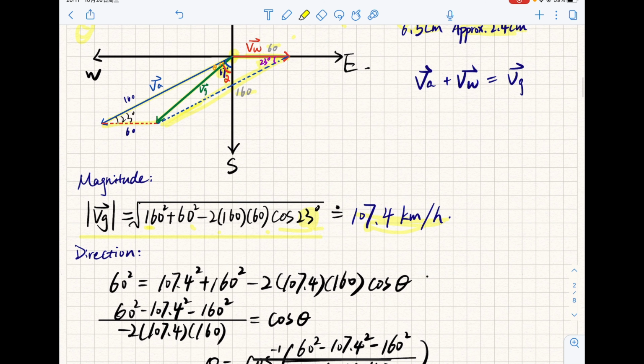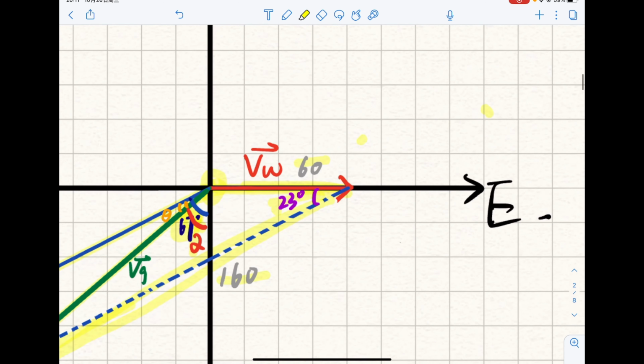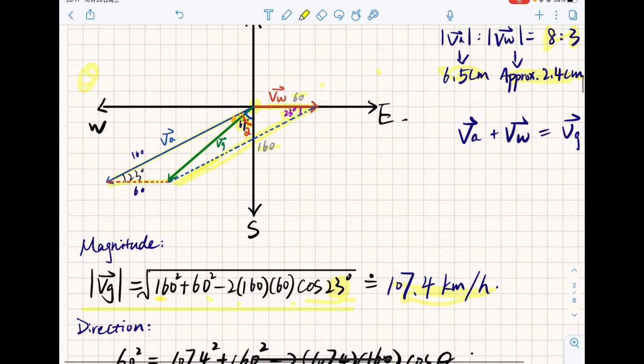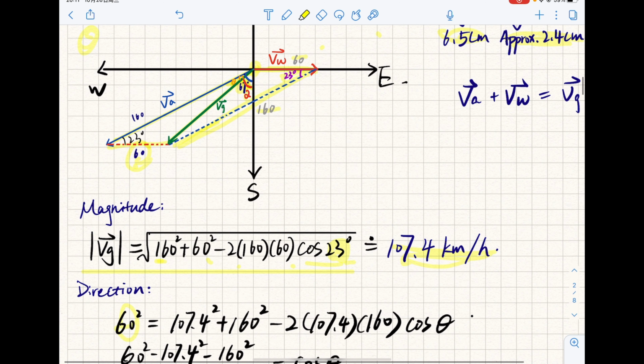After finding the magnitude, I have to find the direction of the ground velocity. I basically want to use the sine law instead of the cosine law, because I want to avoid the ambiguous case, which will make my life much easier. We want the angle alpha here, so we use 67 degrees minus this angle theta. So we first have to find the angle theta. Angle theta's opposite side is 60, so I write 60 here. And the other two sides are one we just calculated, and the other is the given information.